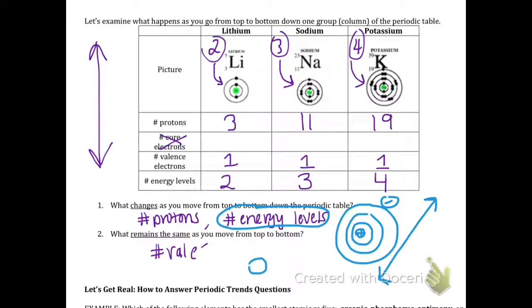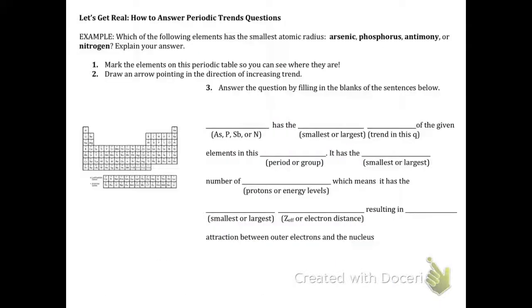The closer it is between a proton and electron, then the attraction is really, really strong because it's a really tiny distance between them. Okay, so now that we know this, let's try answering a periodic trends question together. This is what you will see on your practice, your quizzes, and your test. Okay, so here's an example. Which of the following elements has the smallest atomic radius? Arsenic, phosphorus, antimony, or nitrogen?